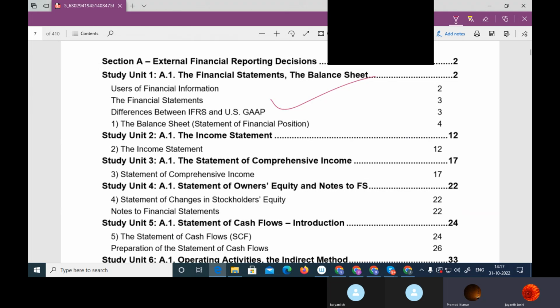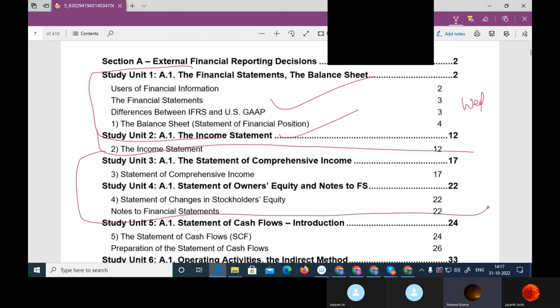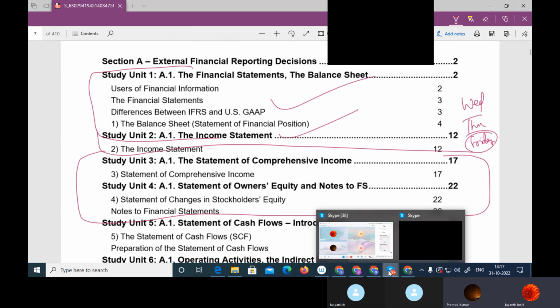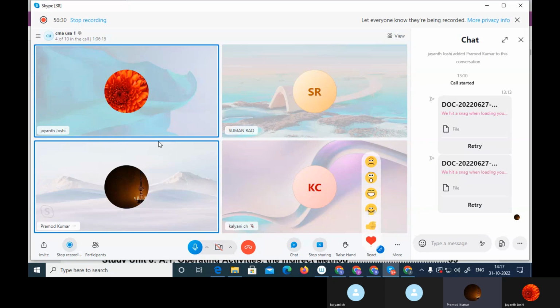So tomorrow I will finish this part, till the income statement. Next class, Wednesday, will be the conclusion of these two. Thursday we will finish other comprehensive income and the equity part till here. Wednesday, Thursday, and Friday we will practice some 20 questions from this chapter. Okay, fine. All right.